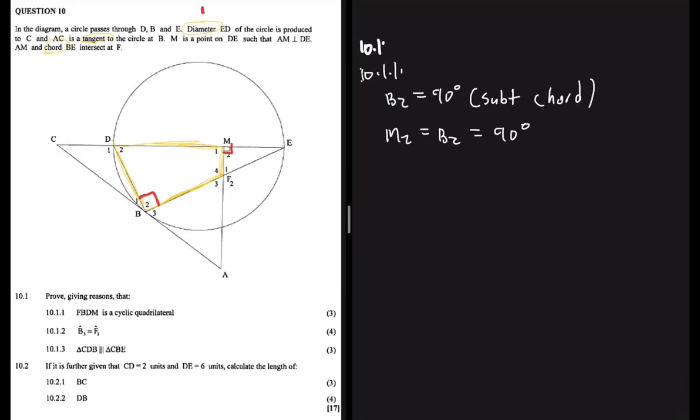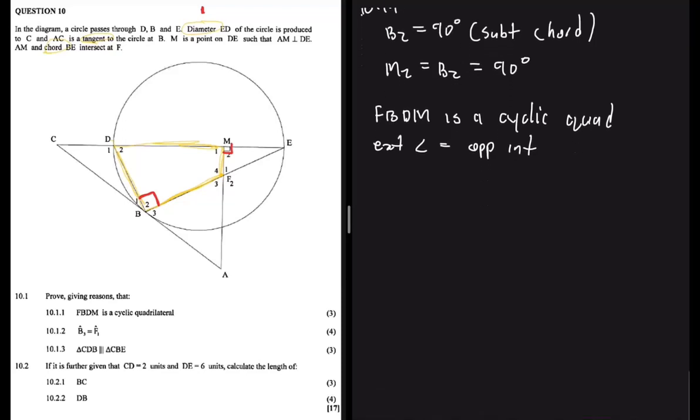So from there we can conclude that FBDM is a cyclic quad. Why are we saying it's a cyclic quad? Because an exterior angle is equal to the opposite interior angle. And what did we use to prove that? We used the keywords we have settled on, and in solving Euclidean geometry we're going to stick to nothing else but the given keywords to answer all the questions.